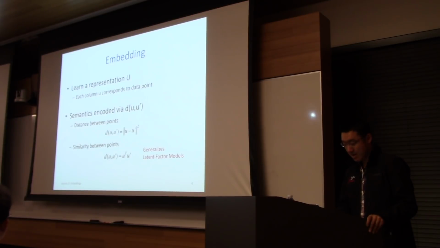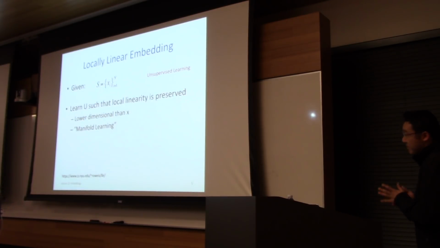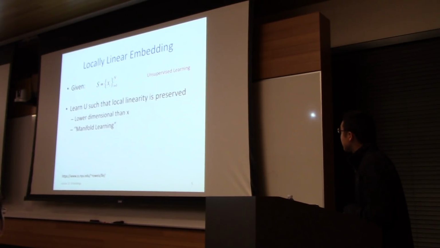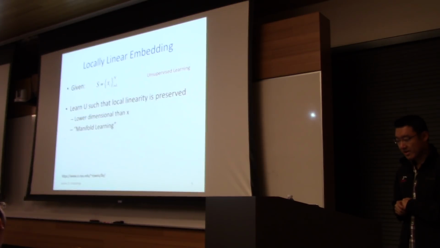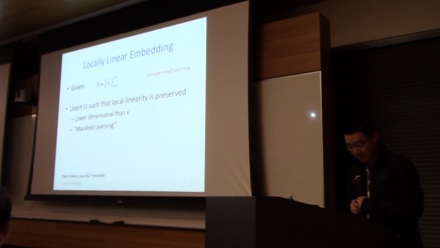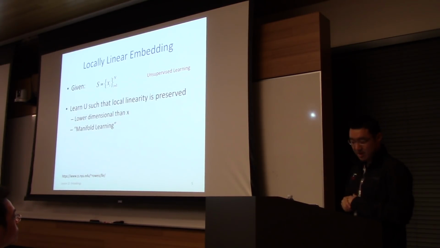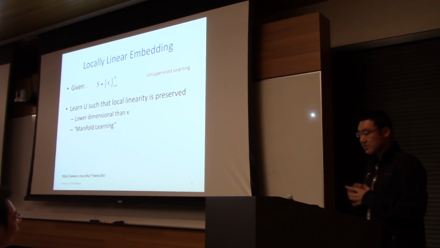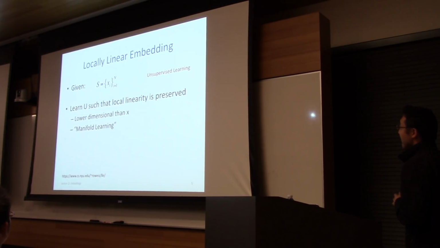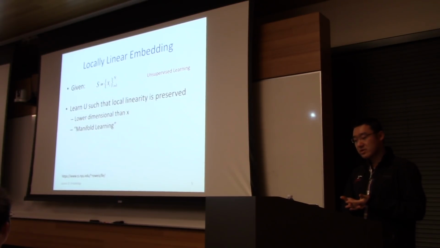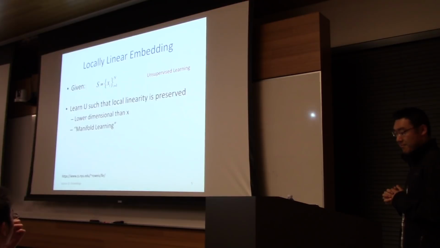Okay, so the warm-up is on locally linear embeddings. This was proposed quite a number of years ago, I want to say about 15 to 16 years ago. So some of you might have been in diapers back then. So, locally linear embeddings. Given a data set of, in this case, only the features, and no labels, so this is an unsupervised learning problem, we want to learn a U such that local linearity is preserved.